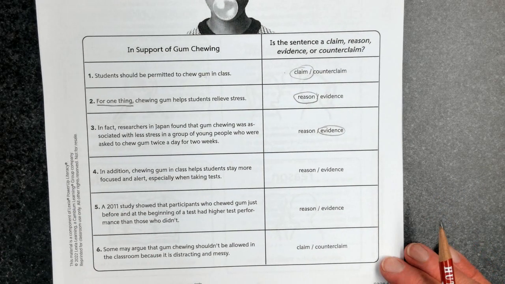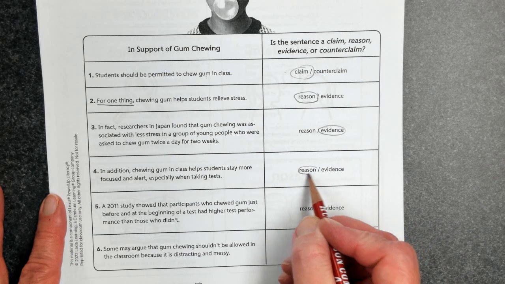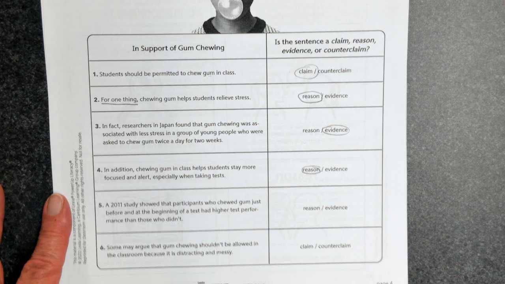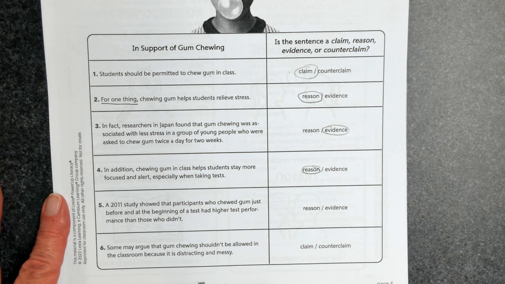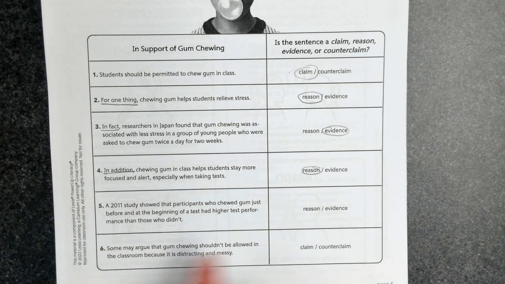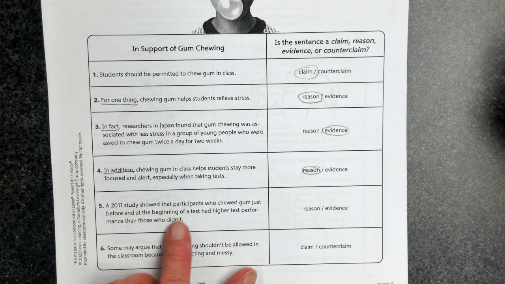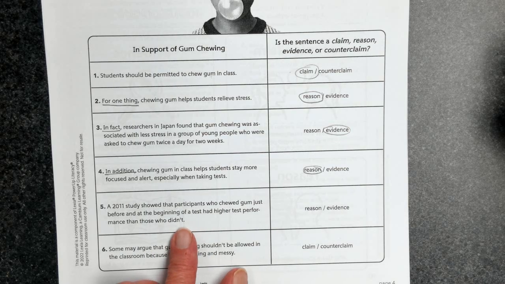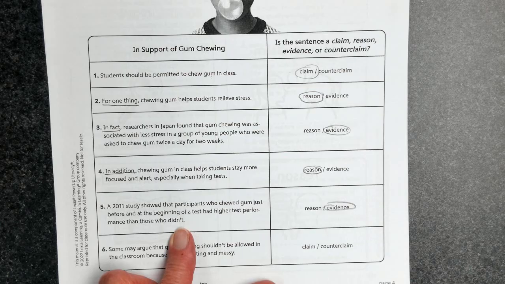Chewing gum in class helps students stay more focused and alert, especially when taking tests. Reason. Oh, I skipped. What are the transition words in 3 and 4? In fact, and in addition, yes. Okay, so, and then a 2011 study showed that participants who chewed gum just before and at the beginning of a test had higher test performance than those who didn't. Evidence? That's the evidence right there, yes.